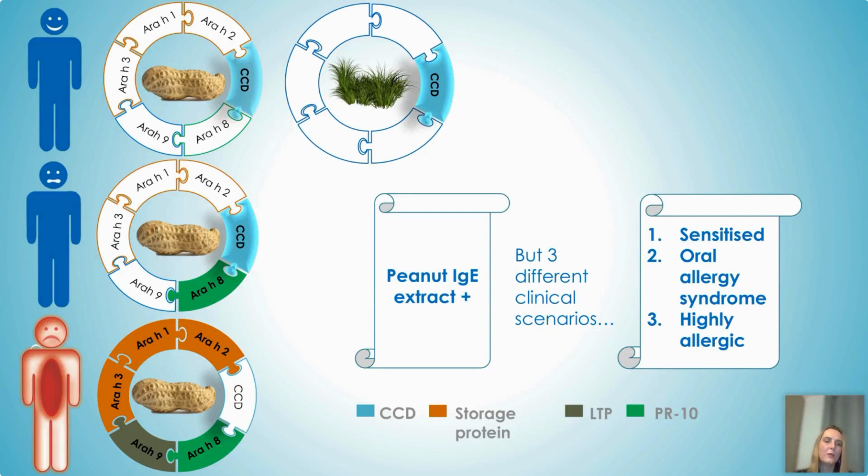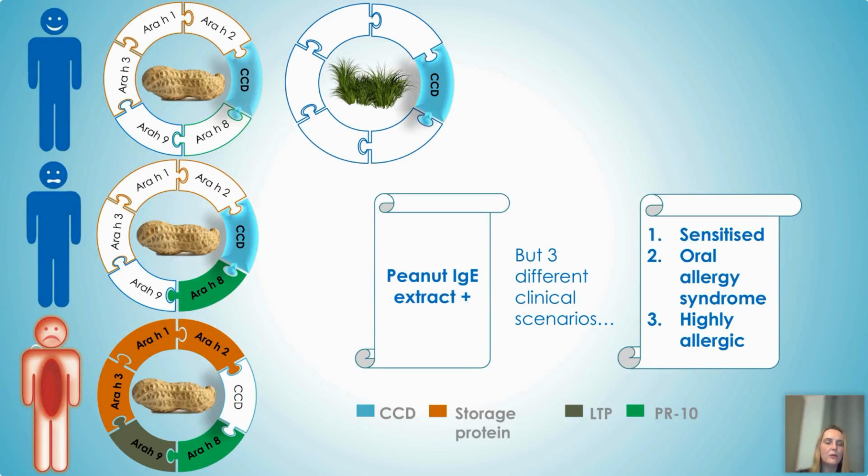But if the patient, when he consumes his peanut, has a bit of oral allergy symptoms, and we do the molecular components, and we see, okay, so the Ara h 8 is positive. It is a PR10, and because it's more heat labile, the patient does not experience systemic symptoms.